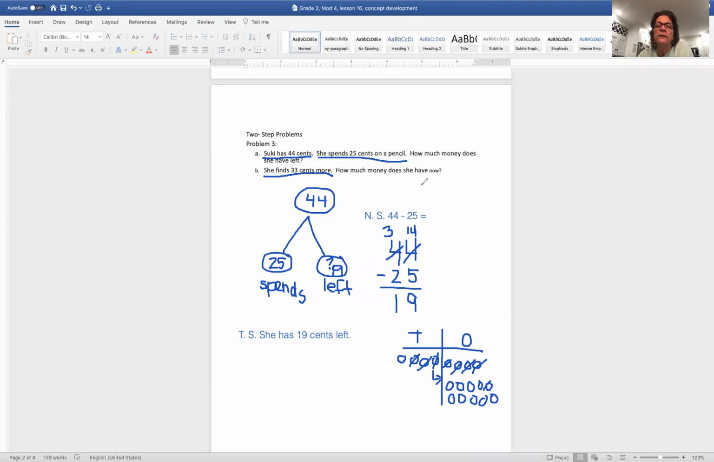How much money does she have now? This is another part whole because we have what she had left, which is 19. And I'm just going to put an L here for what she has left. And then over here is what she finds. She finds 33 more cents. And so again, part whole, and our unknown is the total, what she has now. That's our unknown. I'm going to give you a second to see if you know how to get the total when you have two parts.